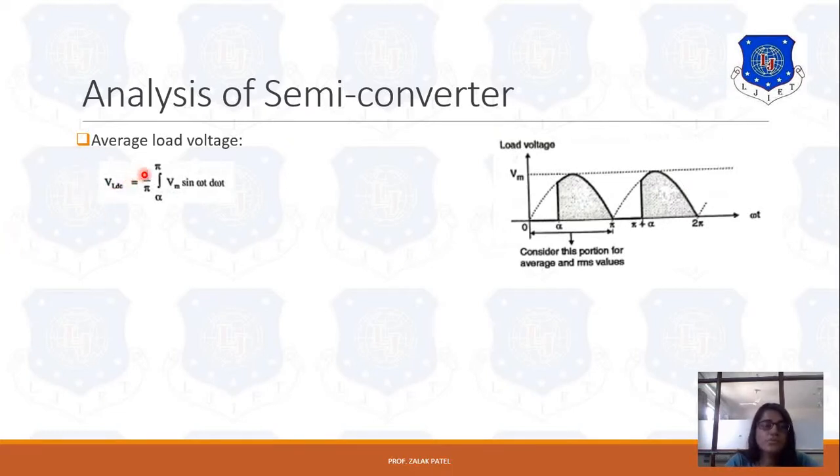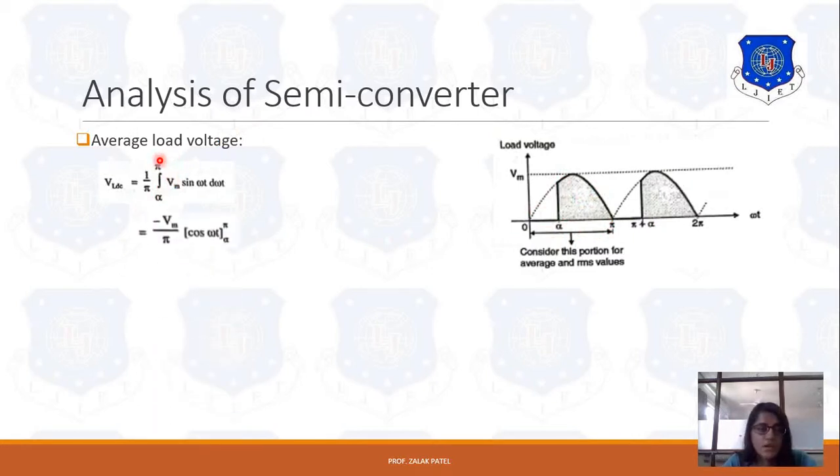It is equal to 1 upon pi, integration from alpha to pi, of Vm sin omega t. Here omega t is used because the firing angle alpha is always calculated with respect to omega t. That's why the integration is taken with respect to omega t. The range is from alpha to pi, because this waveform occurs from alpha to pi.